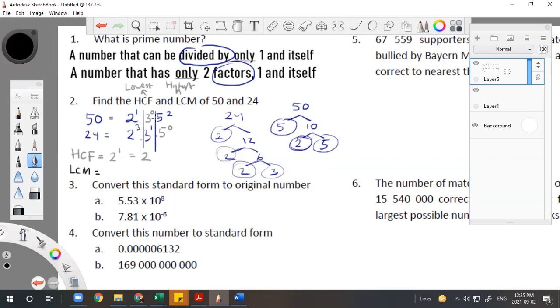LCM is the highest power, so you pick the highest powers: 2 cubed, 3 to the power 1, right? And 5 to the power 2. Okay, do it slowly. 2 times 2 times 2 is 8, remember? We already discussed it before. 2 times 2 is 4, 4 times 2 is 8. And then 8 times 3 is 24, 24 times 25. Okay, it's so huge. The answer will be 600, right? Just use your calculator.